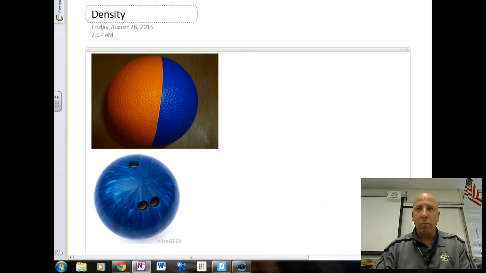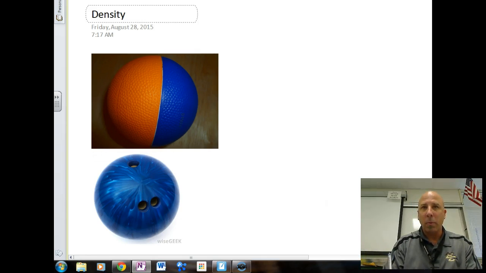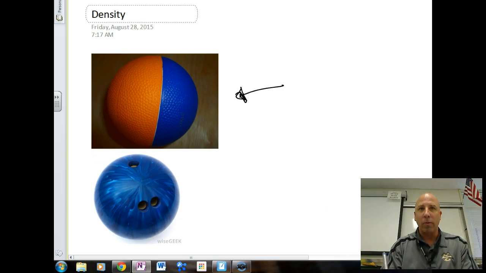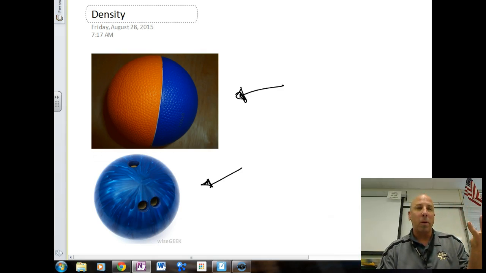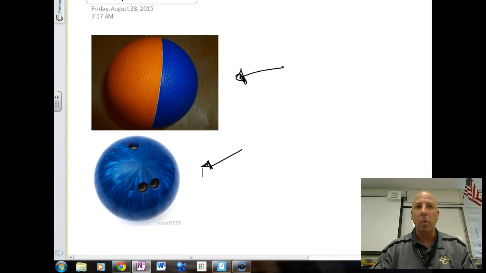Now, we probably have all experienced something that's made out of Nerf. This Nerf material is real soft and spongy, and maybe we've been bowling as well. And we know that these two can be roughly the same size, and so we would say that they have the same volume. These two spheres have the same volume. But we also know that a bowling ball is going to be a lot heavier than a Nerf ball. And so this brings us up to the idea of density. And so let's explore this a little bit more.